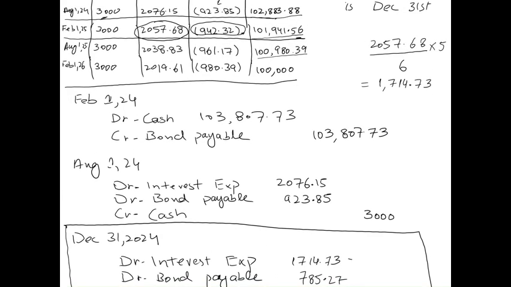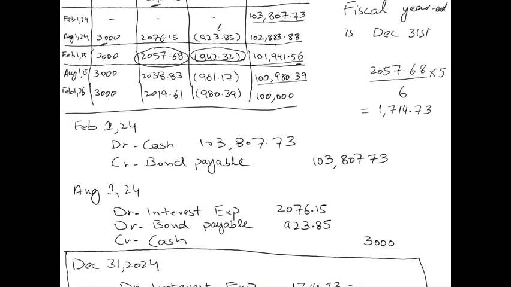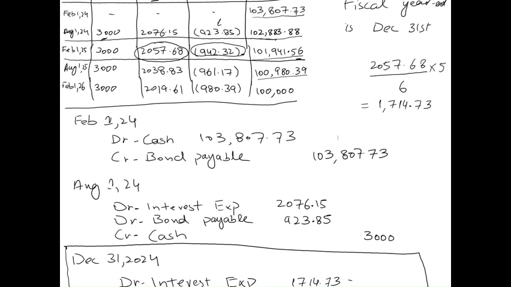Then, remember, company's fiscal year end was from January 1st to December 31st. So the bond was issued on February 1st, so that entry covers that. Then from February 1st to August 1st, the interest expense and the cash payment and the reduction to the liability, that gets recorded here.